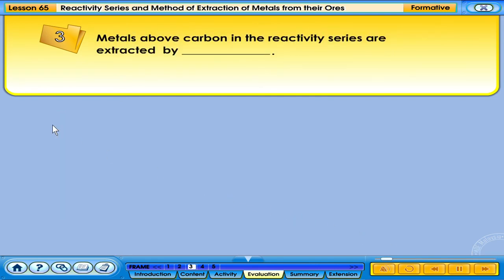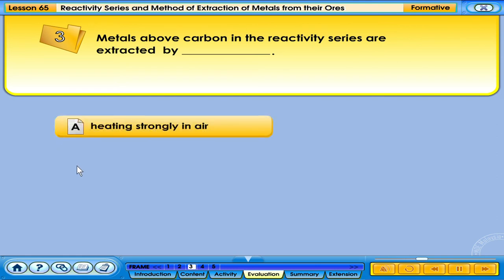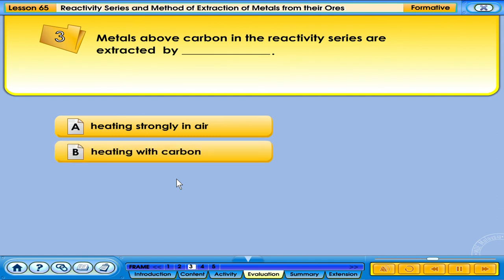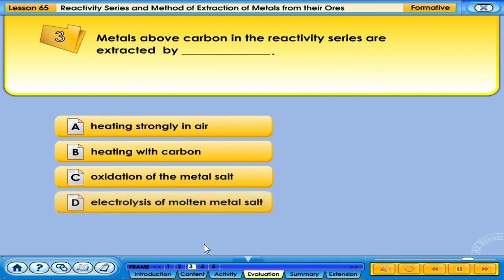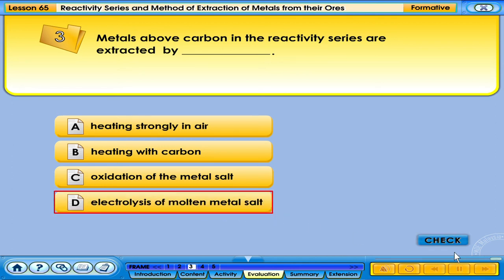Metals above carbon in the reactivity series are extracted by A. Heating strongly in air. B. Heating with carbon. C. Oxidation of the metal salt. D. Electrolysis of molten metal salt. Your answer is correct.